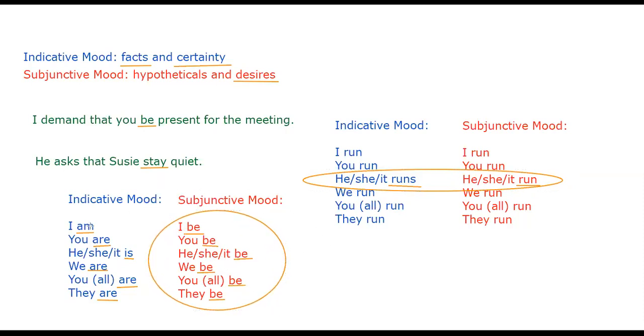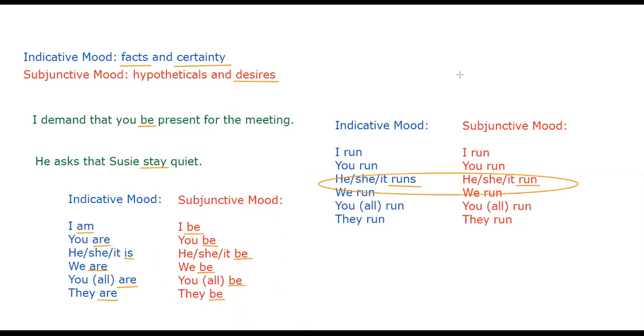So to be would be be in the subjunctive, to run would be run in the subjunctive. So that's something to keep in mind, and it differs from Spanish. Let me use a different color here.